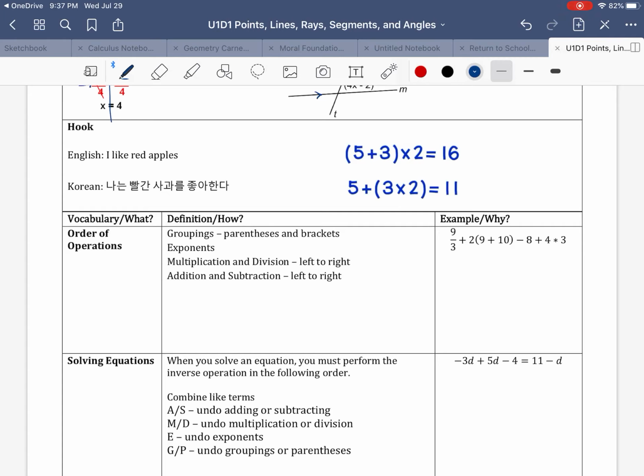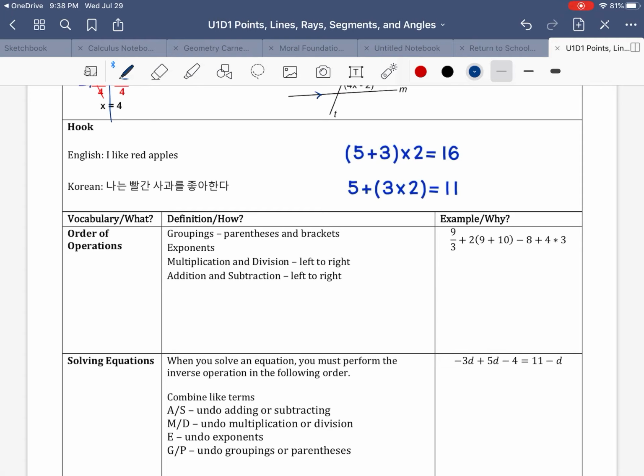So in English, I wrote, I like red apples. In Korean, what that would sound like is 나는 빨간 사과를 좋아해요. All right, and that pretty much means I like red apples.